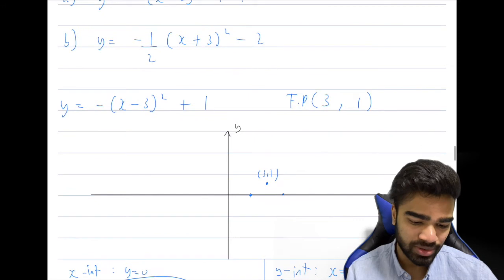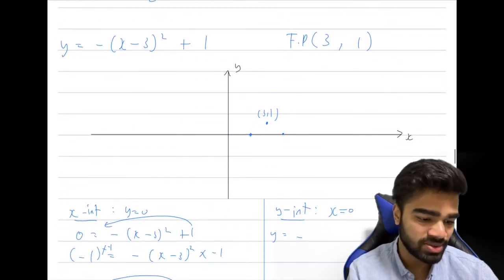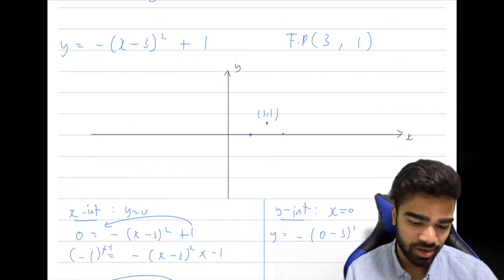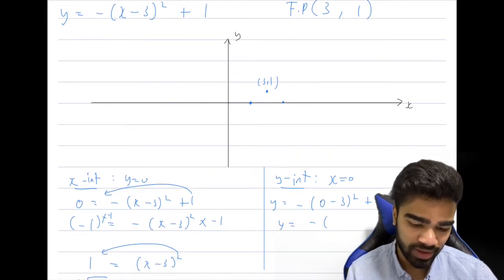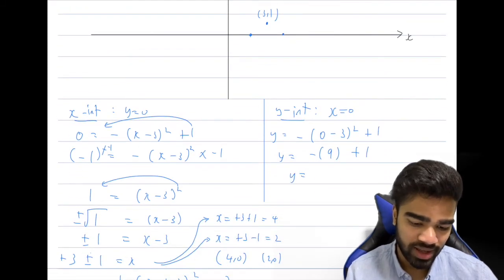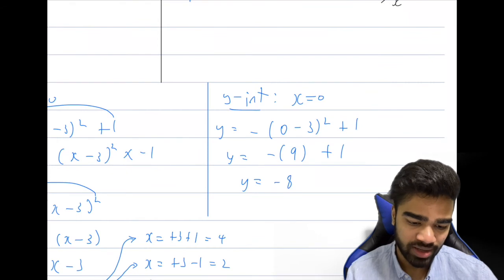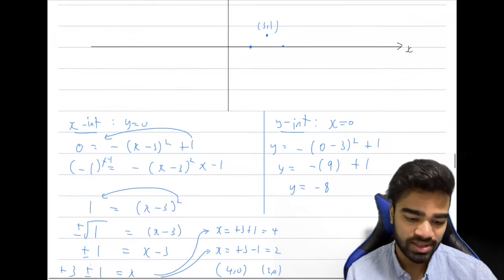So y is equal to negative, remember, x is replaced with 0. Negative 0 minus 3 squared plus 1. Y equals negative, negative 3 squared, guys, is 9. So negative of 9 plus 1. So negative 9 plus 1 is nothing but negative 8. Like so, your y-intercept is negative 8.